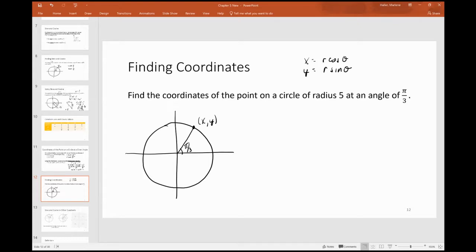Okay, well, we know that the radius of this circle is 5, so I can simply use these formulas. My x coordinate is going to be 5 times the cosine of pi over 3. Now I can put that in my calculator, but I want to be careful doing that because I won't have an exact answer.